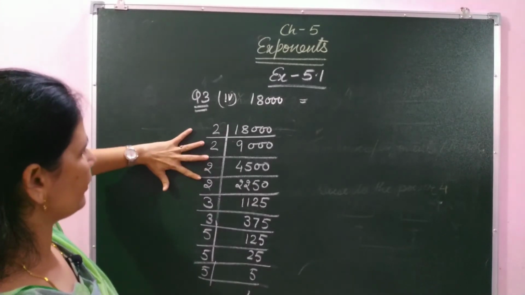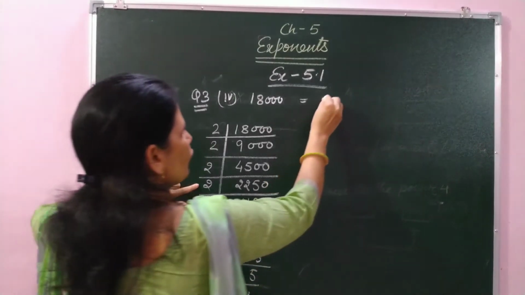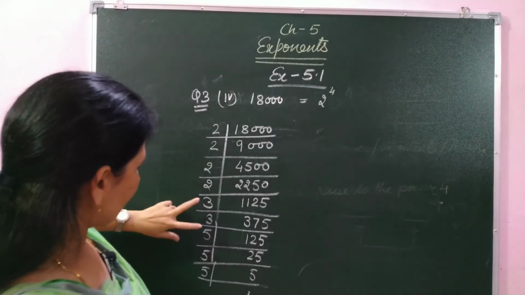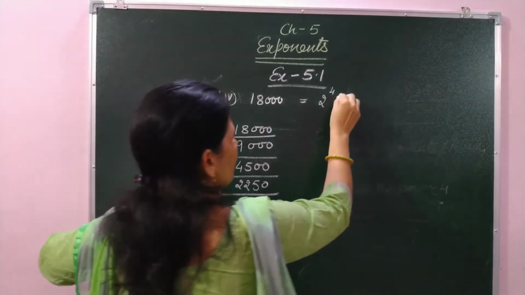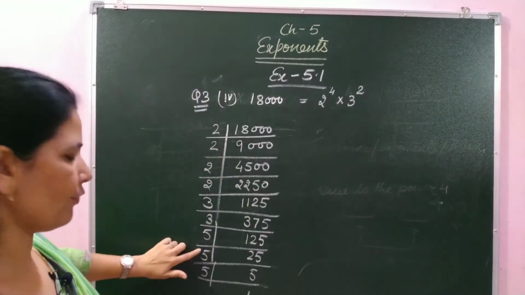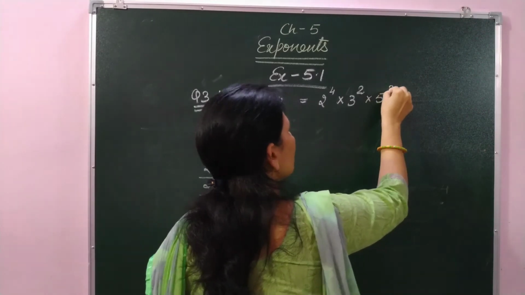So how many times does each repeat here? 2 repeats 4 times: 1, 2, 3, 4. So we write here, students, 2 raised to the power 4. Then 3 repeats 2 times, so we write 3 raised to the power 2. And 5 repeats here 3 times, so we write 5 raised to the power 3.